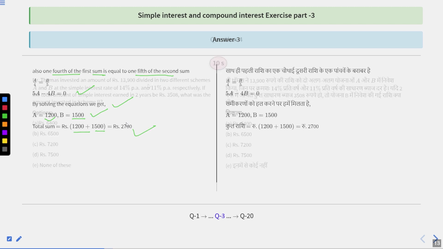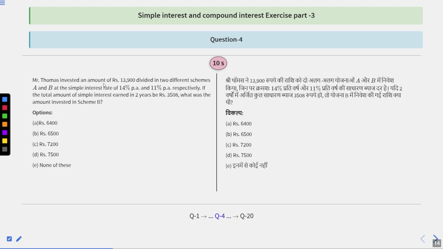Next one. Mr. Thomas invested an amount of rupees 13,900 divided in two different schemes A and B at simple interest rates of 14% per annum and 11% per annum respectively. If the total amount of simple interest earned in 2 years is rupees 3,508, what was the amount invested in scheme B? You have 5 options and 10 seconds to analyze the question. Your time starts now.